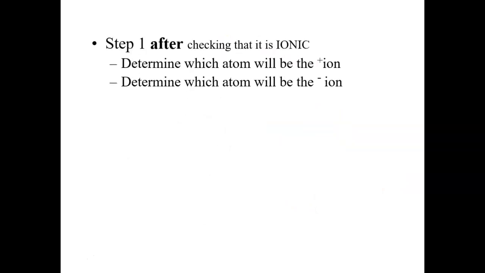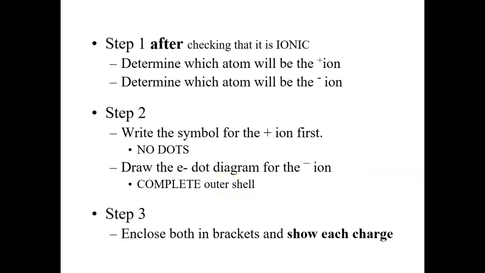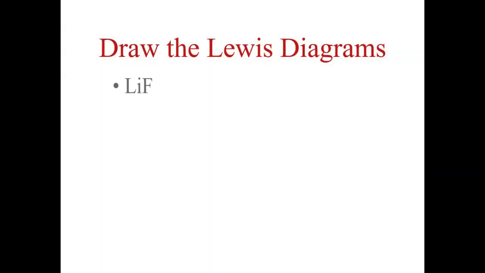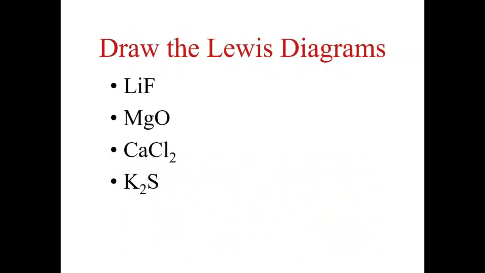So step 1, after checking that it is an ionic compound, determine which atom will be the positive ion and which one will be the negative ion. Step 2 is write the symbol for the positive ion first. Always positive, then negative. No dots. Draw the electron dot diagram for the negative ion and complete the outer shell. And make sure you put it in brackets and show each charge. Okay, so I want you to try drawing these 4 compounds as Lewis dot diagrams. We will go over them in class, okay?